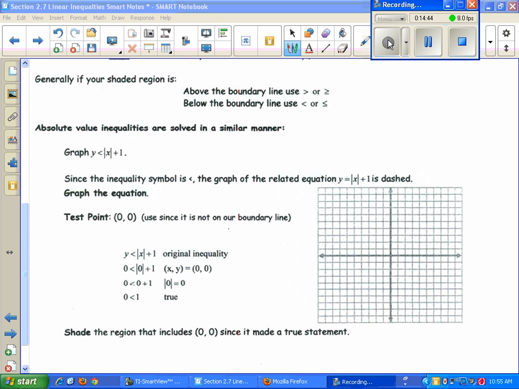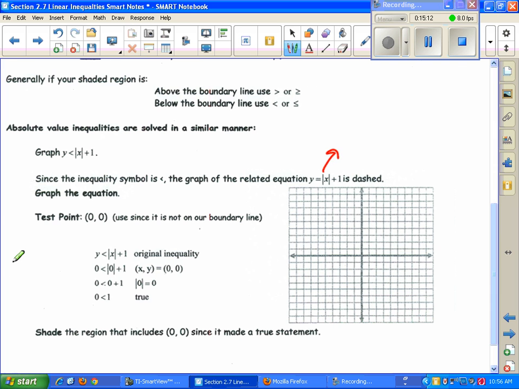So absolute value inequalities are solved in a similar manner. We're going to graph y is less than the absolute value of x plus 1. Since the inequality symbol is less than, the graph of the related equation y equals absolute value of x plus 1 is dashed. The first thing we want to do is graph our equation. If you remember from the last section, we learned how to do this. Since it's an absolute value equation, I want to figure out what the vertex is.